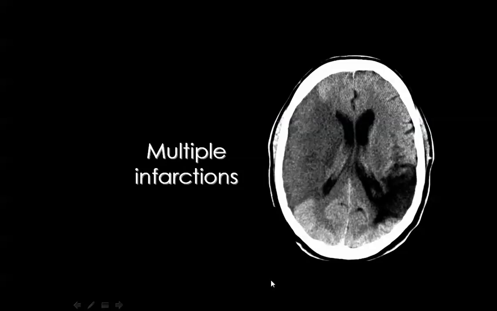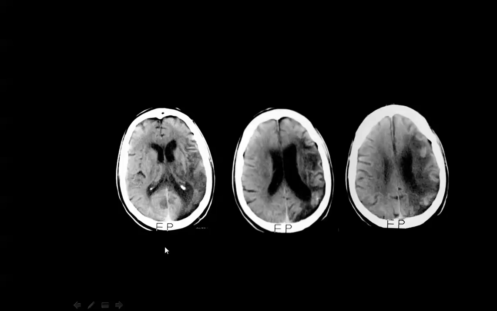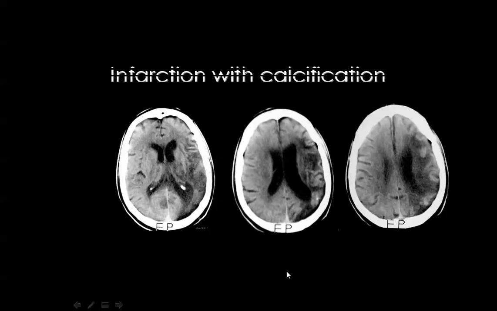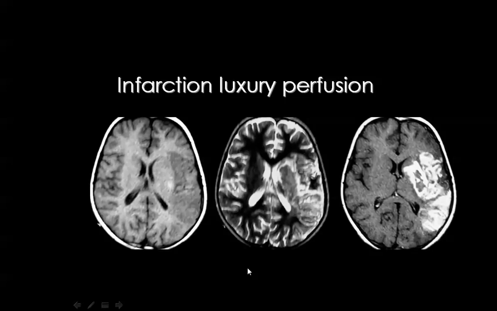Then infarctions can also be multiple, and they may also be seen in the same stage or in different stages. This is an example of two infarctions, one on the right side in the acute phase compressing the ventricle, and one on the left side in the chronic phase causing dilatation of the ipsilateral ventricle. Long-standing infarction may calcify, and this is an example of a chronic infarction showing hyperdensities within the infarction, and these are dystrophic calcifications within the infarcted area.